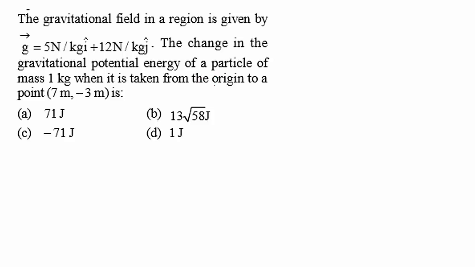So we know that here gravitational field is given. Gravitational field, I am going to write it as I equal to 5 I cap plus 12 J cap in terms of Newton per kg. Here it is given in this equation, 5 I cap plus 12 J cap. And the relation between gravitational field and gravitational potential equation is just like electric field and electric potential.